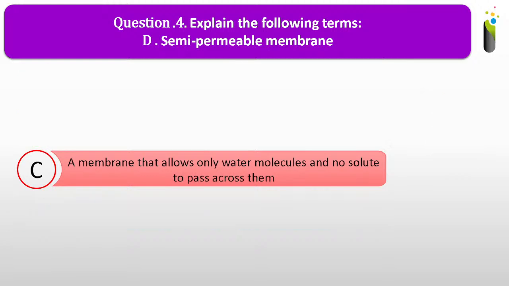And the correct answer for this question is C. So a semi-permeable membrane is a membrane that allows only water molecules and no solutes to pass across them. So answer to question 4D is C.